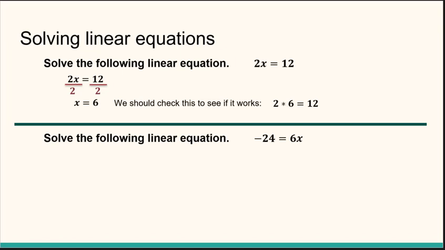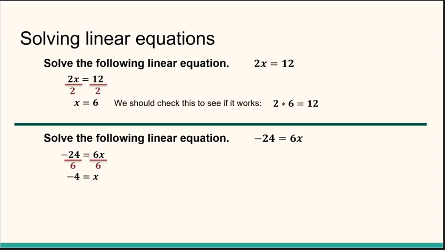So let's solve this linear equation. Negative 24 equals 6x. Sometimes that's tricky for us when the x is on the right-hand side, but we don't need to let that bother us at all. We're just going to write this down. We're going to say we want x all by himself. So we need to move that 6. So what we're going to do is divide both sides by 6.